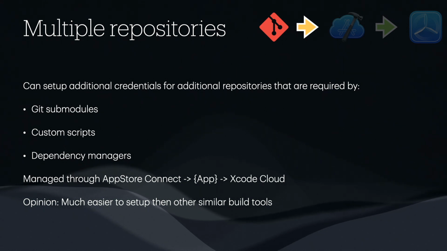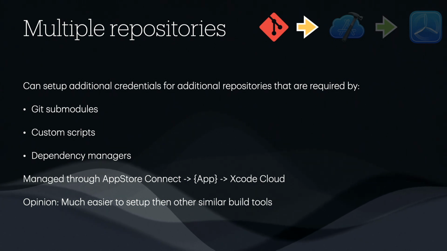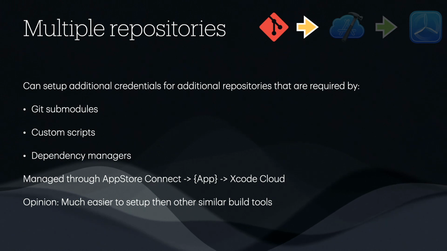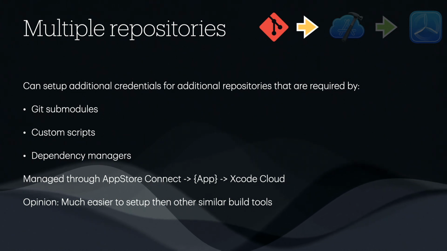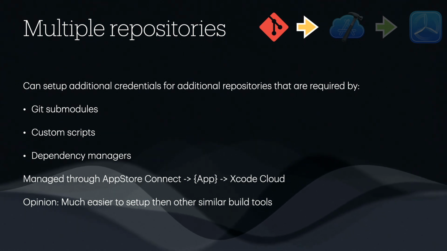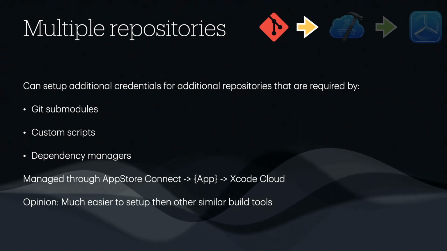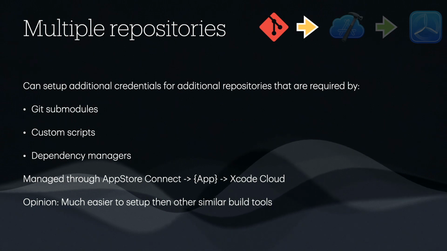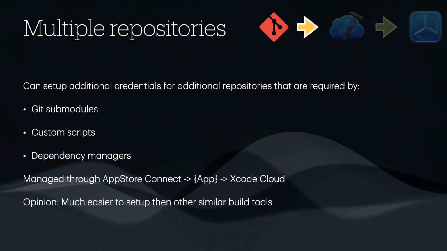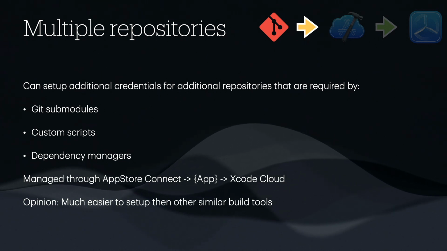It also supports multiple repositories. You might, for example, use another repository for a Git submodule. You might want to store some custom scripts externally, and do a Git pull as part of one of your steps. Your dependency managers may actually use it too. And the way you set it up is you essentially have to go to App Store Connect and authorize the access and everything. It's much easier than most other CI/CDs I've noticed. It just works. It's the typical Apple way of doing it, it just almost works.